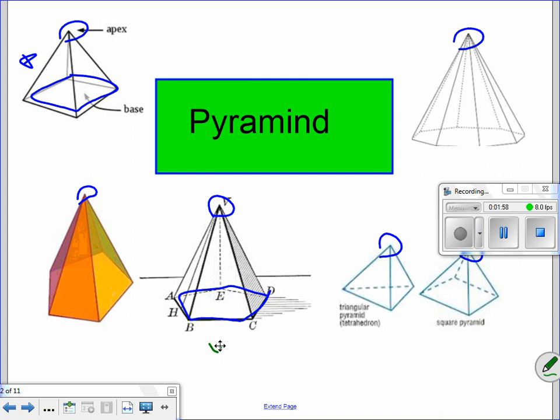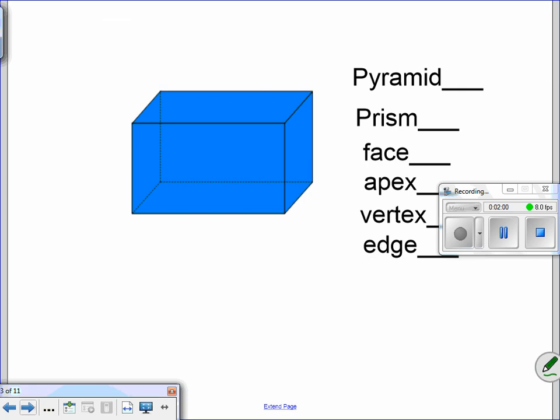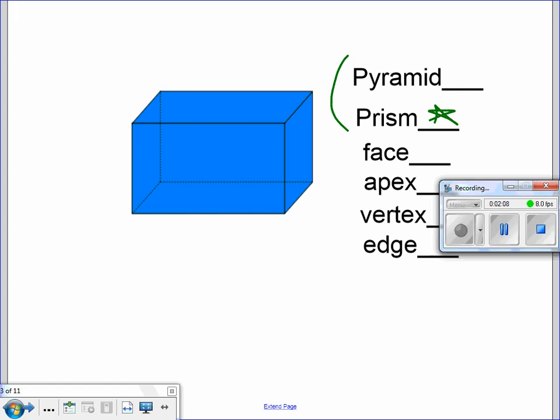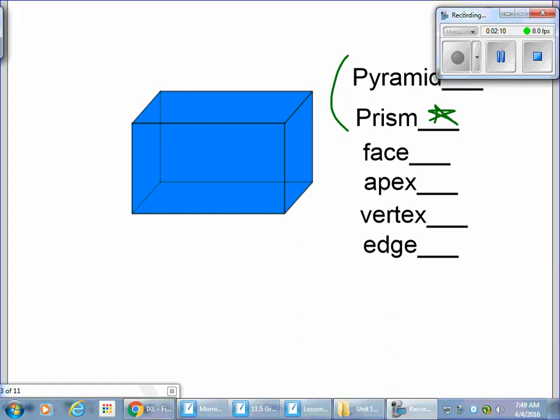All right, let's take a look at some examples today. We're going to start off with a rectangular prism. So when comparing a pyramid and a prism, right now I'm going to put a little star here by prism because that's what it is. Let's keep looking here.